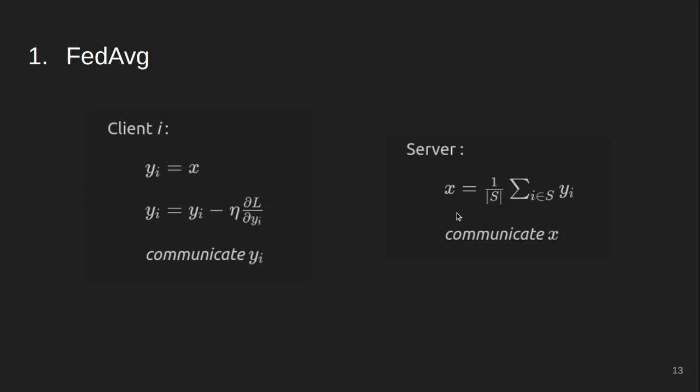What the server does is average all these yi's and set the result as the new X. It then communicates this X again to all the participating clients. If you look at the equation, we are just summing all the yi's and dividing by S, where S is the number of clients in each participating round. So it's just an average. That's the name Fed average.